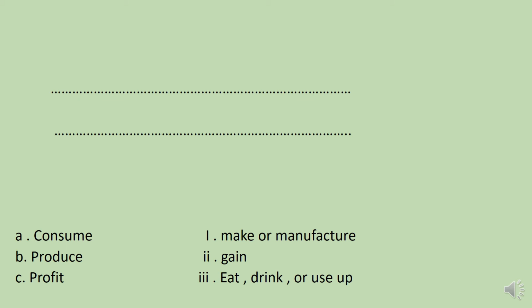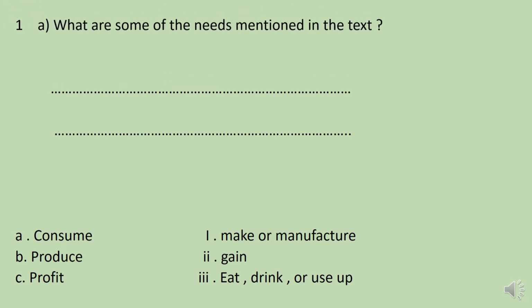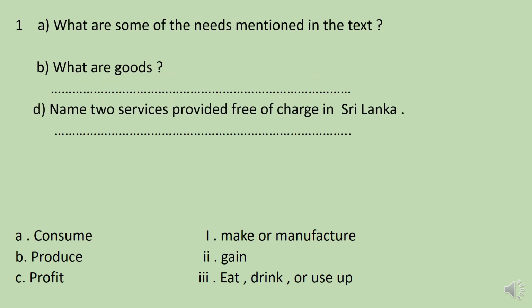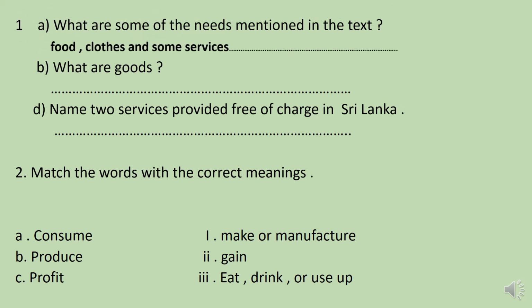Question number 1. What are some of the needs mentioned in the text? What are goods? Name 2 services provided free of charge in Sri Lanka. Then you have to match the words with the correct meanings: consume, produce, profit. So you have to choose the correct meaning, children. Let's move on to the next slide, children.